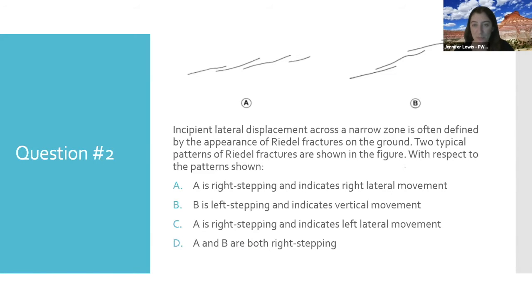Incipient lateral displacement across a narrow zone is often defined by the appearance of Riedel fractures on the ground. Two typical patterns of Riedel fractures are shown in the figure. With respect to the patterns shown, the four choices: A is right stepping and indicates right lateral movement. B is left stepping and indicates vertical movement. C, A is right stepping and indicates left lateral movement. Or D, A and B are both right stepping.